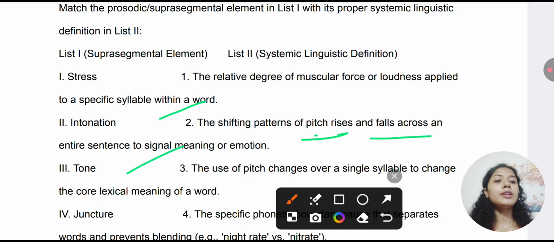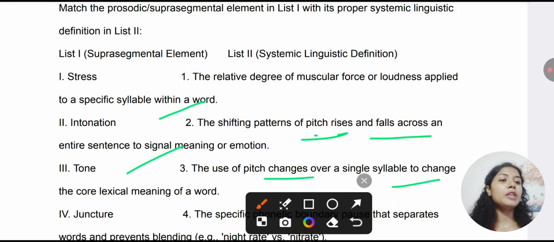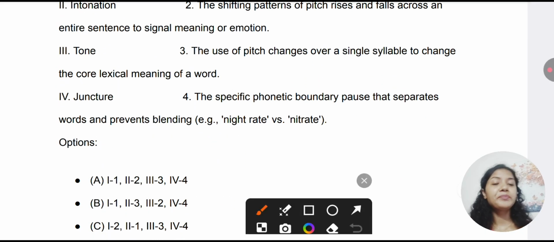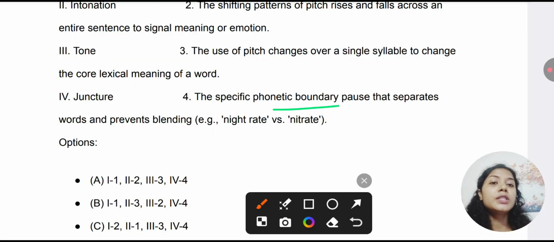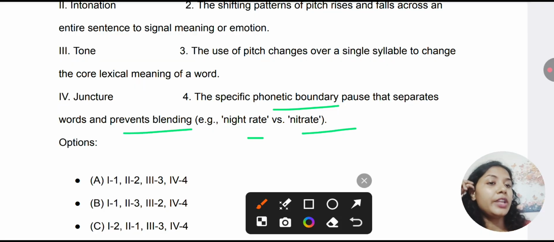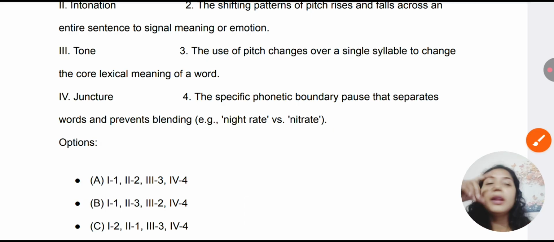टोन, द यूज ऑफ पिच चेंजेस ओवर अ सिंगल सैलेबल टू चेंज द कोर लेक्सिकल मीनिंग ऑफ वर्ड. जंक्चर क्या होता है? ना, आई एम सीरियसली टायर्ड. The specific phonetic boundary cause that separates words and prevents blending. Okay. जैसे नाइट्रेट से नाइट्रेट, तो वर्ड आपका नाइट्रेट बन जाता है.